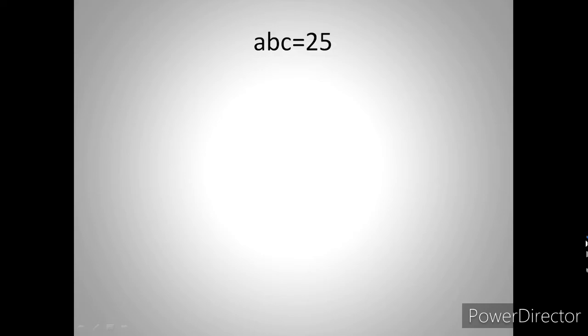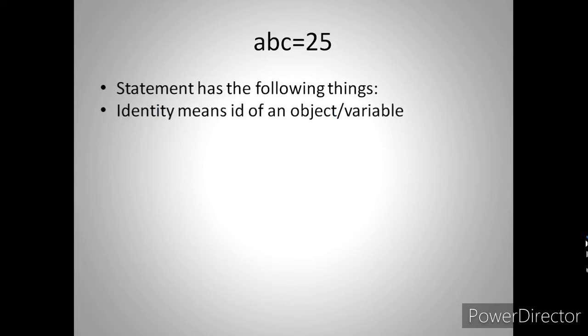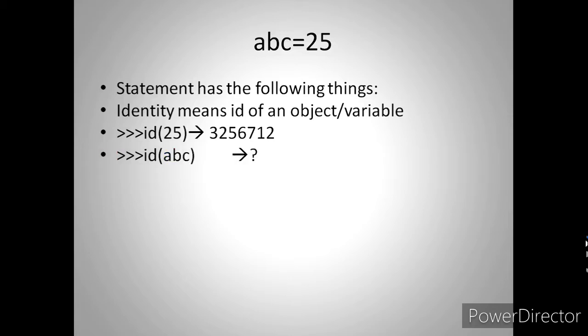Now if we talk about abc is equal to 25, the statement has the following thing: the id, that is the identity, meaning the id of an object or a variable. Now if I say id of 25 is 32567112, what will be the id of abc? Please respond. Sir, same. It will be the same as 3256712.